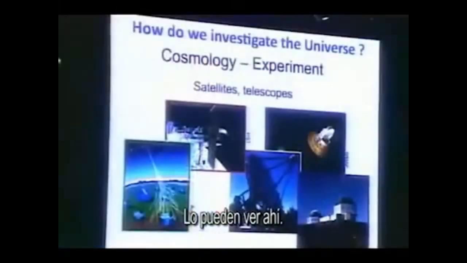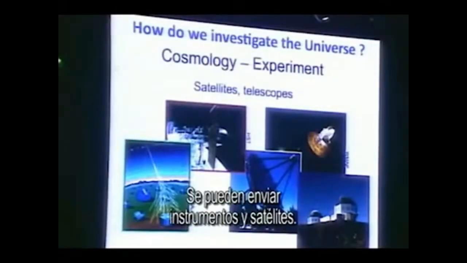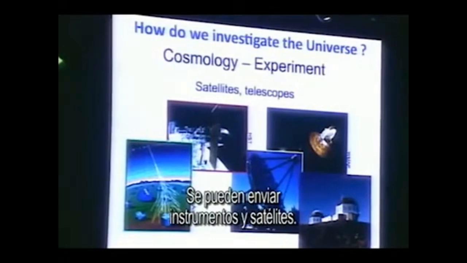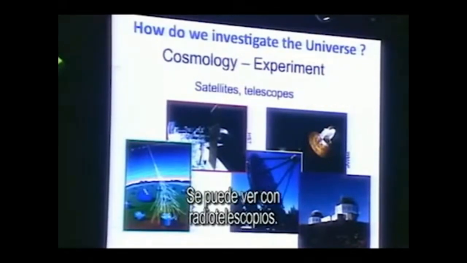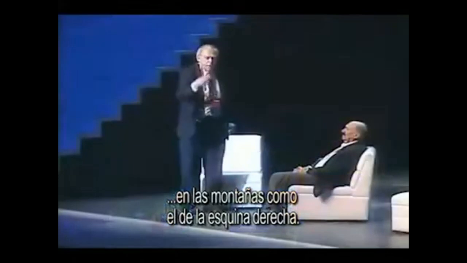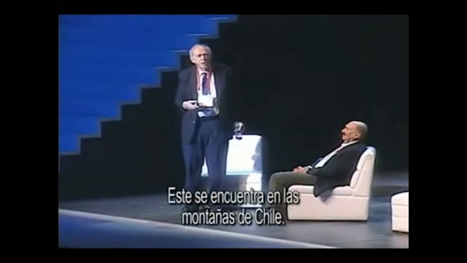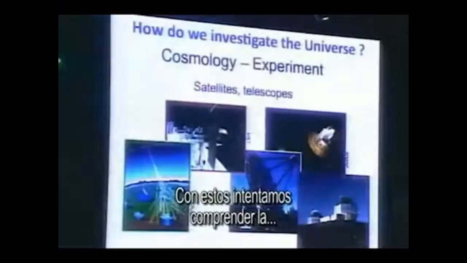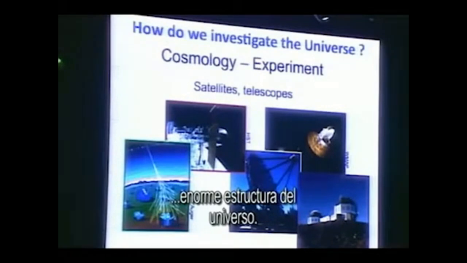I guess you can see it there. We can send special instruments and satellites also. We can look at it with radio telescopes. And we can have ordinary optical telescopes on mountains. For example, the one in the far right there is the Magellan Observatory on mountains in Chile. And so this is how we try to understand the large structure of the universe.